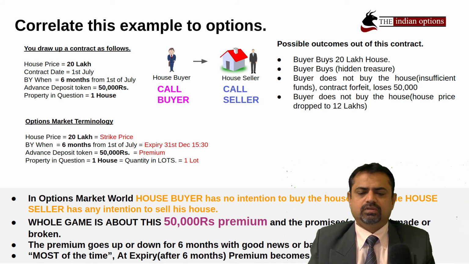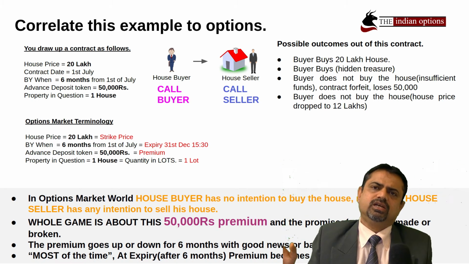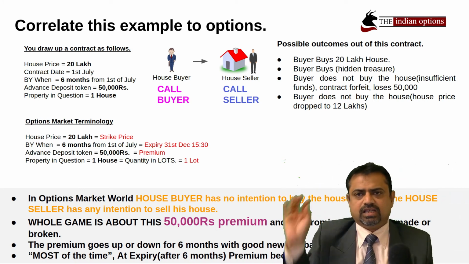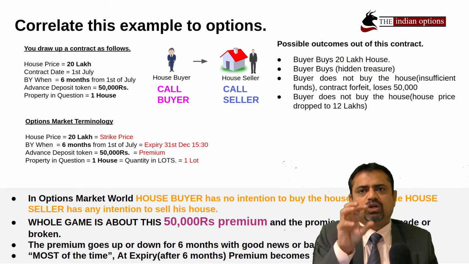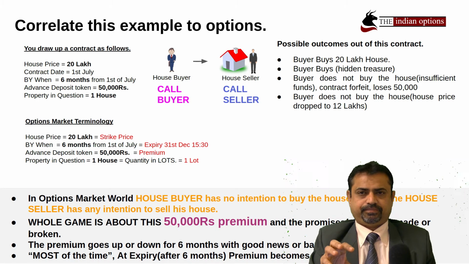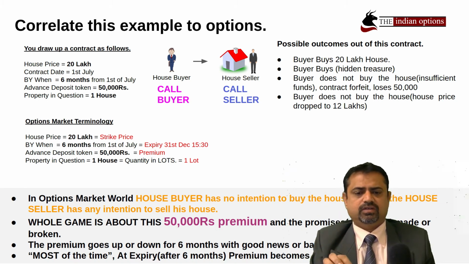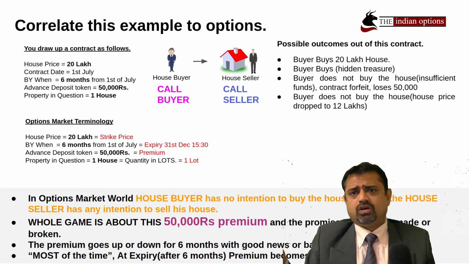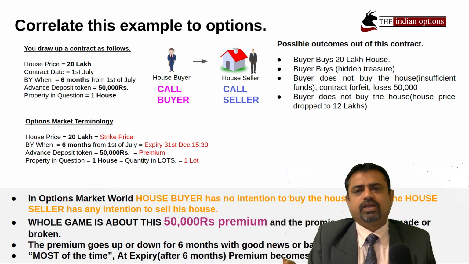Now in the options world, in real life, the house buyer has no intention to buy the house, neither does the seller have any intention of selling the house. The whole game of options trading is about that token premium, that is 50,000. The promises are made to each other and promises are broken just for this 50,000, okay? The premium goes up or down over 6 months based on the good news or bad news happening about the house, and most of the time, this is very important, most of the time the premium becomes zero at the end of the expiry, okay?